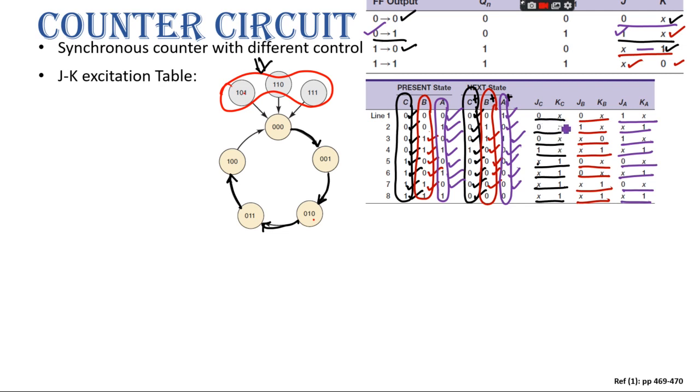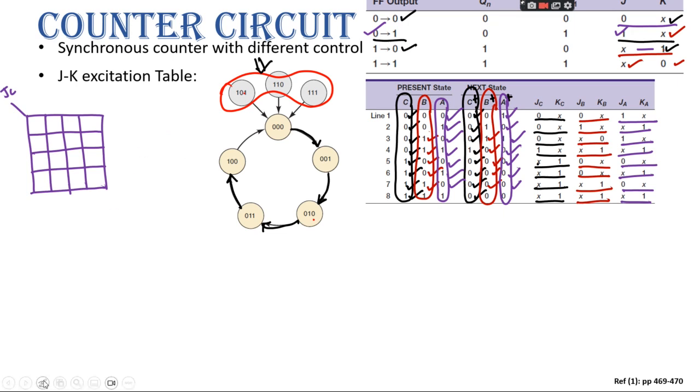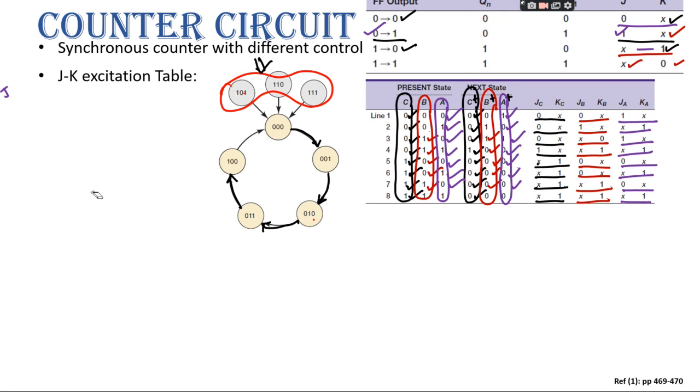Since both inputs are different now, we need to have K maps for each and every input, right? Yes, sir. So if I try to draw the, oh sorry, it's a 3 input one. It should be a 3 input one.